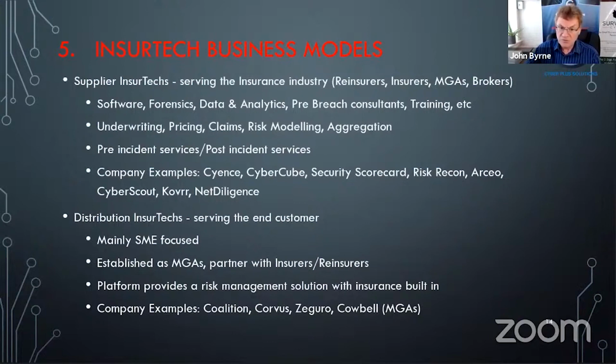The second type of insurtech is a distribution insurtech, which is trying to serve the end customer. And Stan mentioned this in his talk earlier about insurtechs having to make this decision about who they are actually trying to help. The distribution insurtechs are mainly SME focused, and they are mainly established as MGAs, and they will partner with insurers and reinsurers, at least from a capacity point of view. Generally, they have some form of platform, and it provides a risk management solution with insurance. So we're combining both. And the examples of this type of insurtech in cyber would include Coalition, as I mentioned earlier, Corvus, as I mentioned earlier, Zaguro, another US company, and Cowbell Cyber. These are all established as MGAs and are all cyber insurtechs, some of whom already have achieved significant valuations.